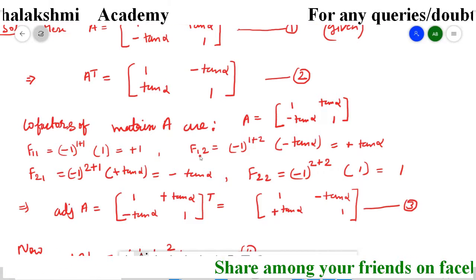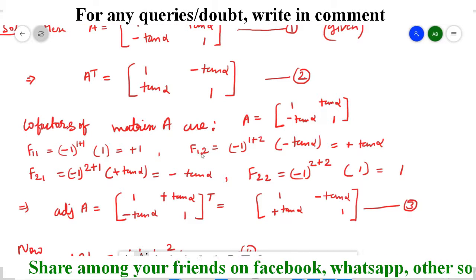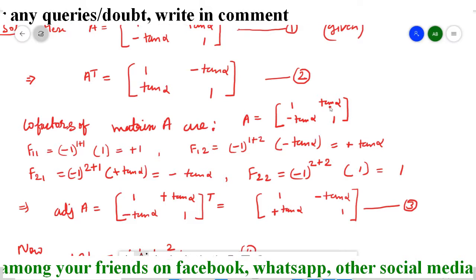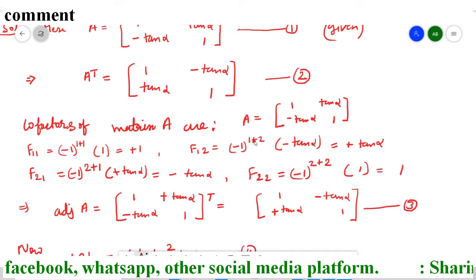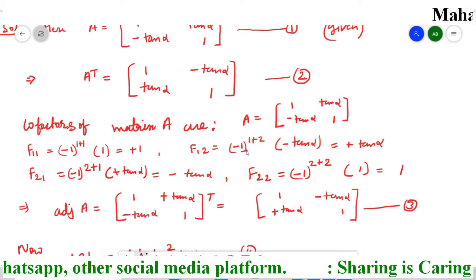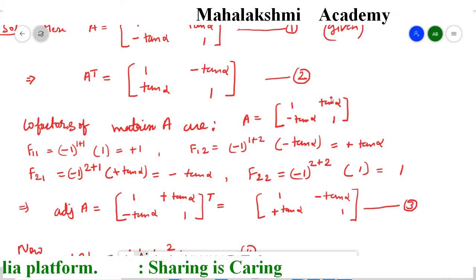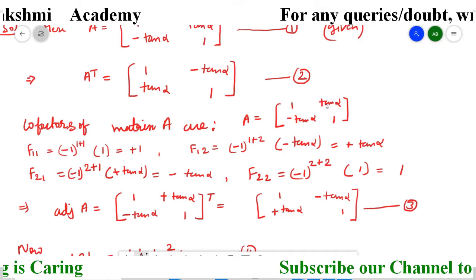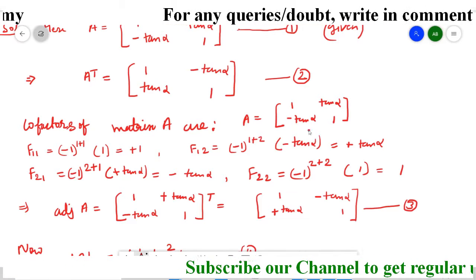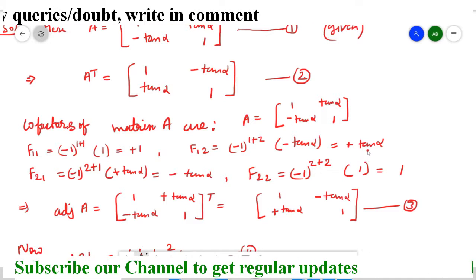Now we will find the cofactor F12. F12 means first row, second column. So this is the place. Since the position is 1, 2, that's (−1)^(1+2), which always comes as a coefficient. Now at this place, when we cross out this row and column, we are left with minus tan α. So I wrote here minus tan α. When we solve this it will give us tan α.